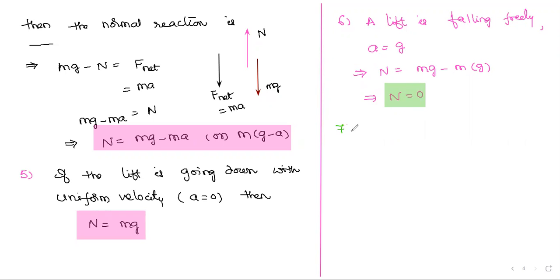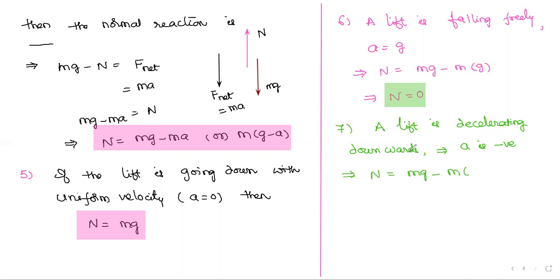And the seventh one: a lift is decelerating, not accelerating, decelerating downwards. Decelerating downwards means acceleration should be negative. That implies a is negative. Okay, downwards means I have to take this formula. That implies normal reaction is equal to mg downwards minus m into a decelerating. That's why I write minus a. So I will get N is equal to mg plus ma.